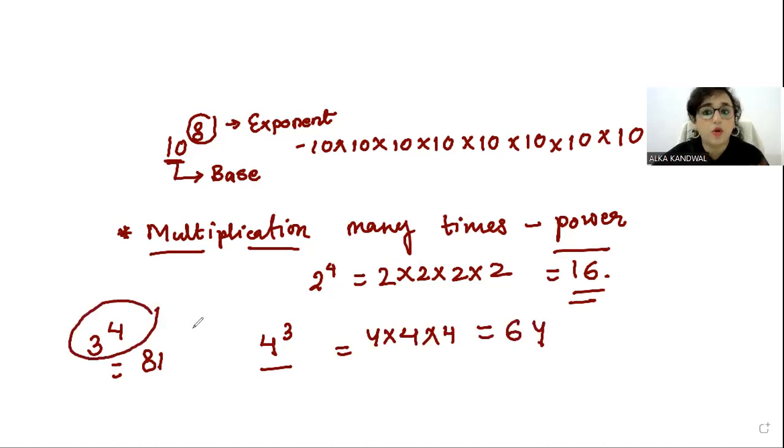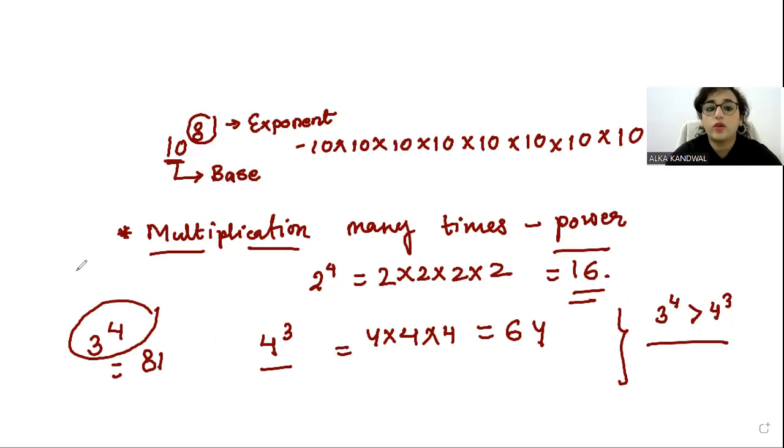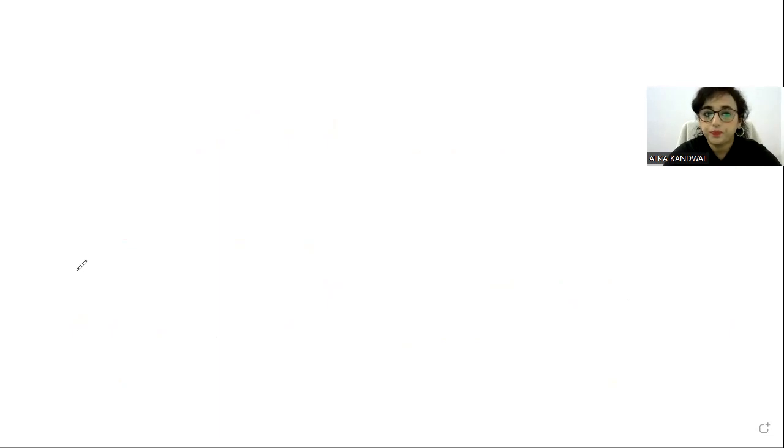Obviously, if we look suddenly, some of you might think that 4 is bigger, so its value is bigger. No. We have to do the calculation and then we have to come to the conclusion about which number is bigger and what relationship they are holding. So 3 to the power of 4 is greater than 4 to the power of 3 in this case. Is it not? So that is the basics of your exponent and power. So what is the picture we got till now?